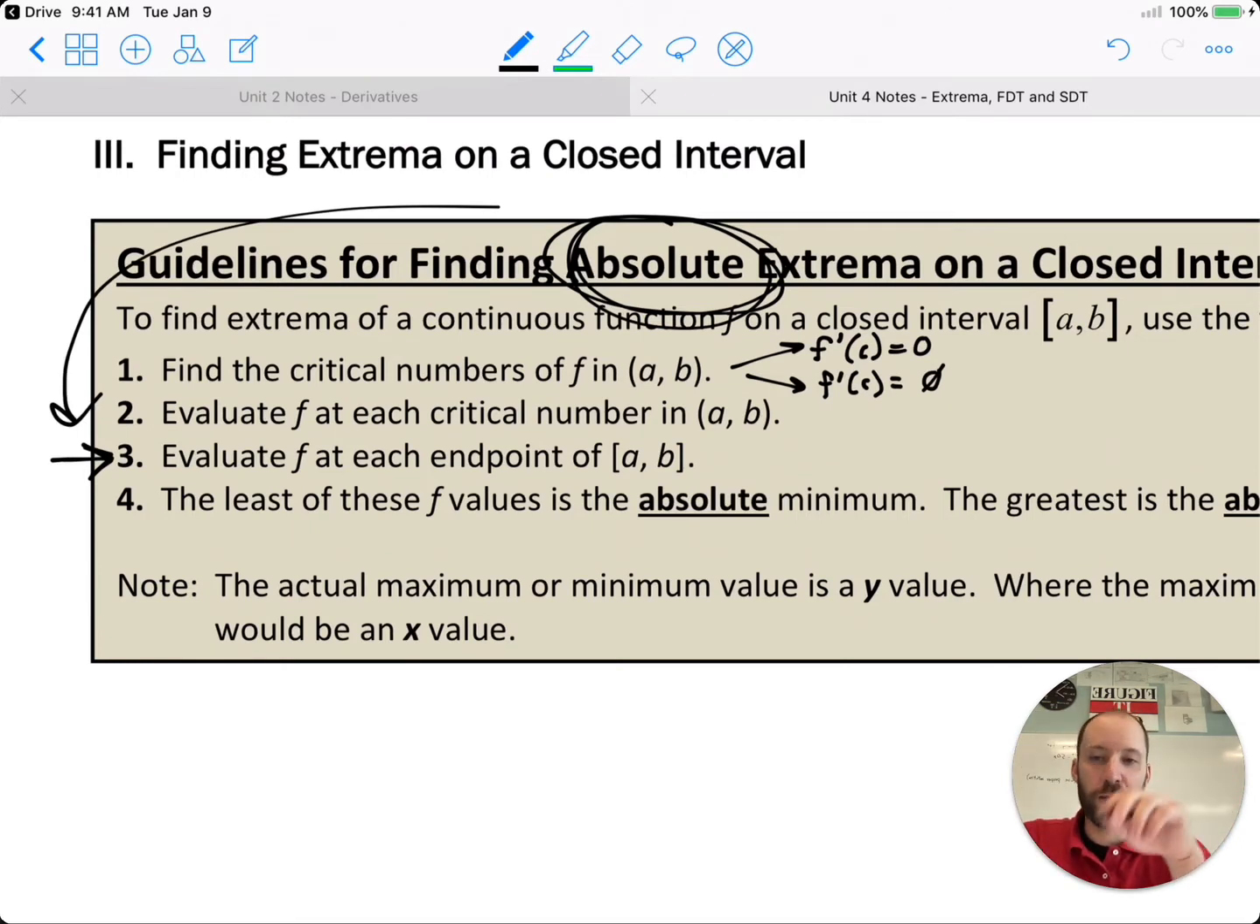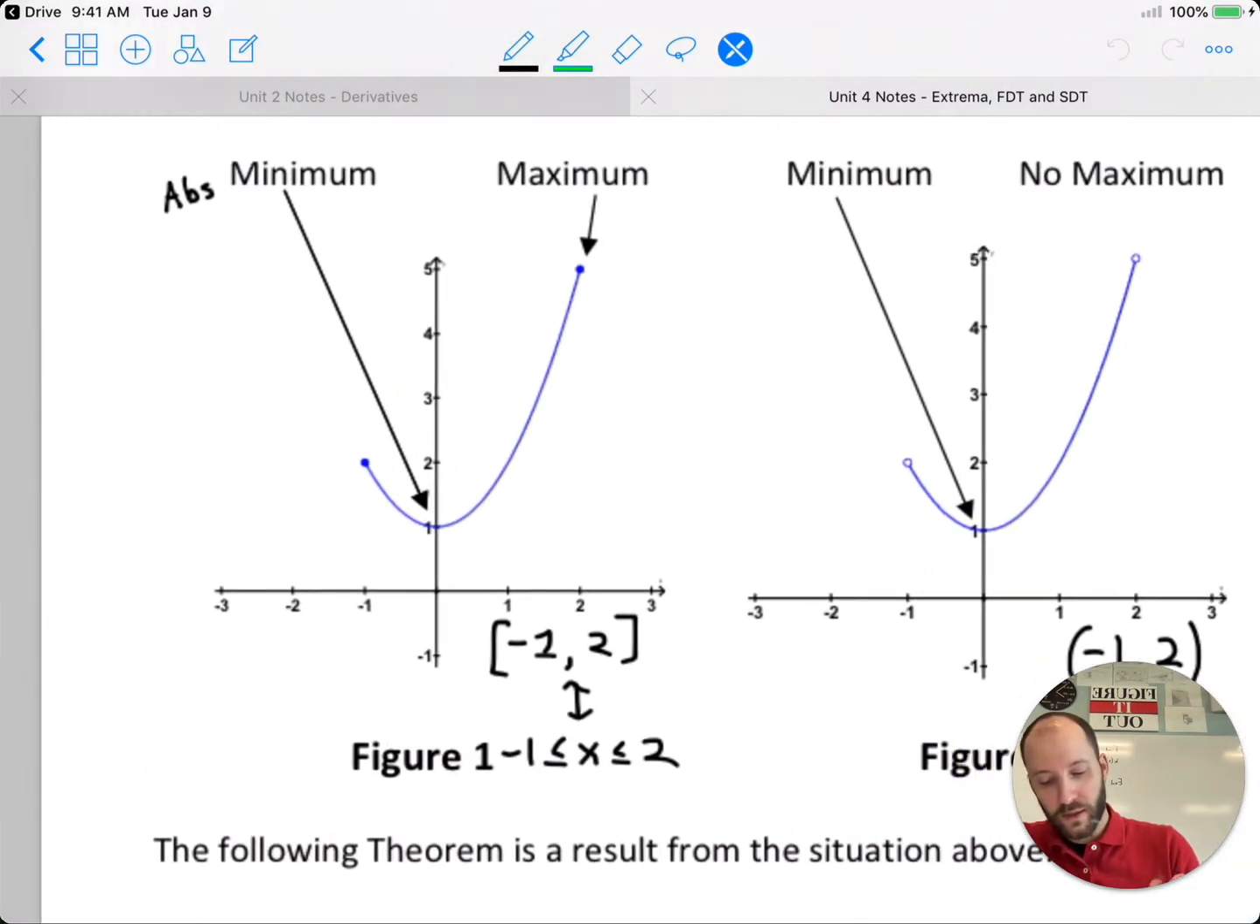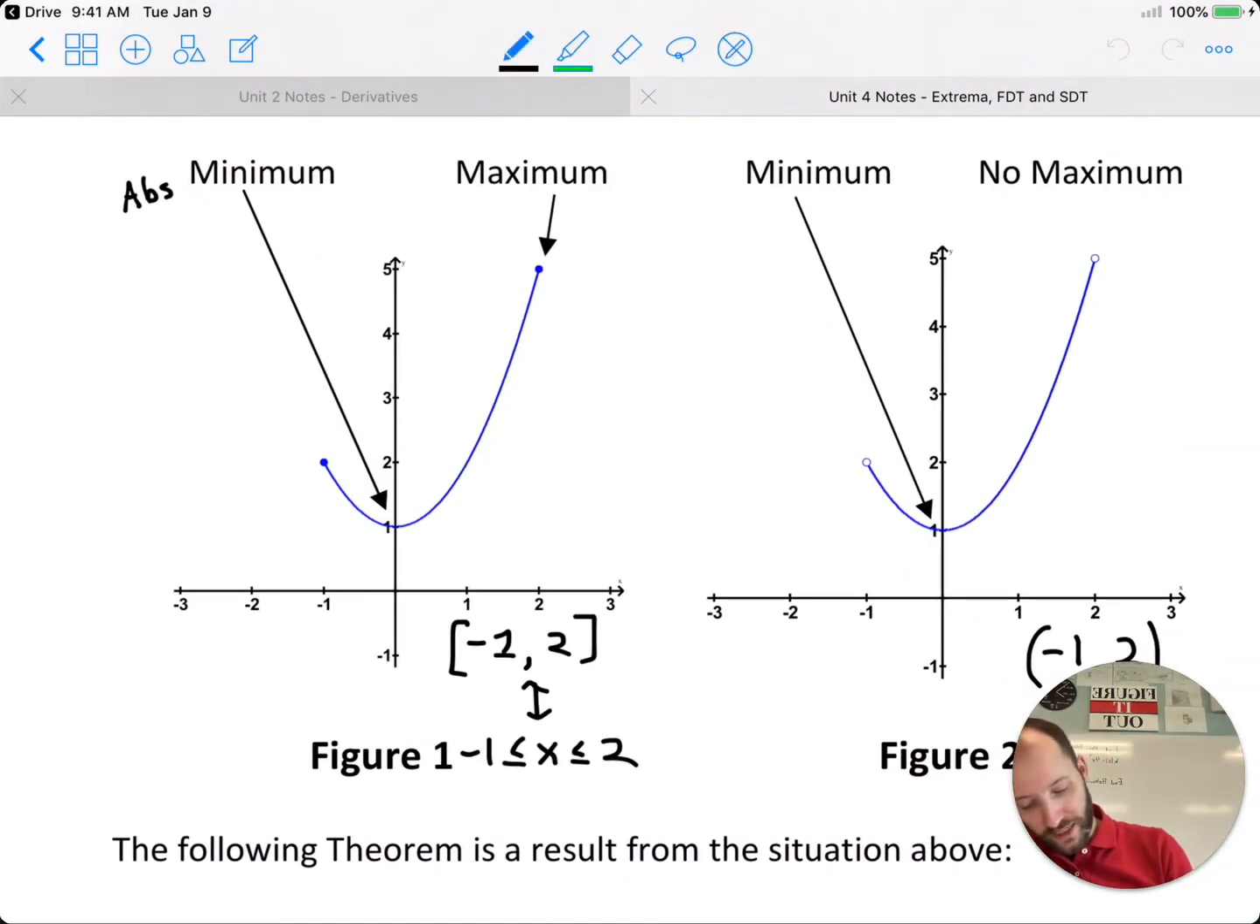You then need to evaluate f at each endpoint, okay? Because critical numbers could occur inside the interval, but then the endpoints could be higher or lower, kind of like that example 1 we saw, or figure 1. Critical number happens right here, but your endpoints are higher, okay? So you want to test the endpoint also to find any absolute extrema. Yeah, the critical number, the critical point there is an absolute minimum, but the maximum is an endpoint.